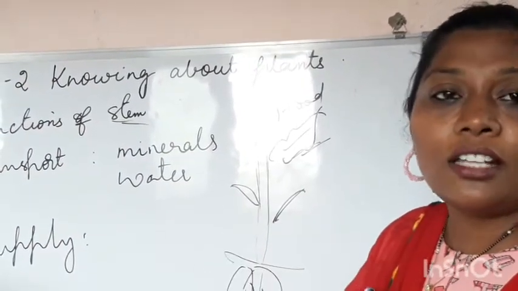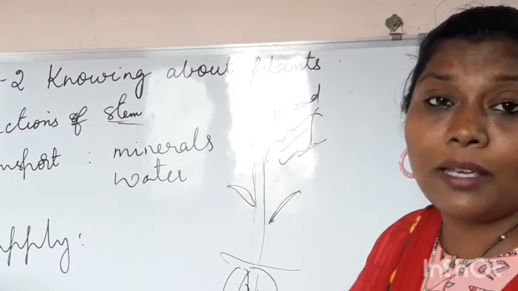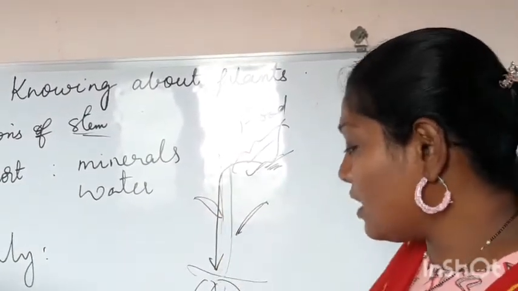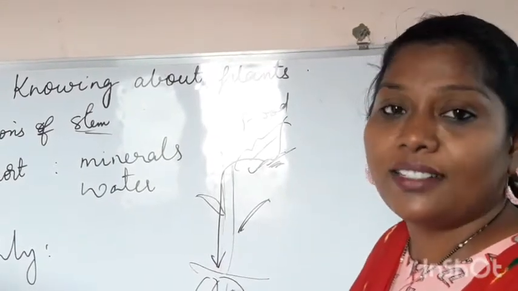So why are we eating that root part? We are eating that root part because the food which is prepared in the leaves is transported or supplied to the root and it is stored here.